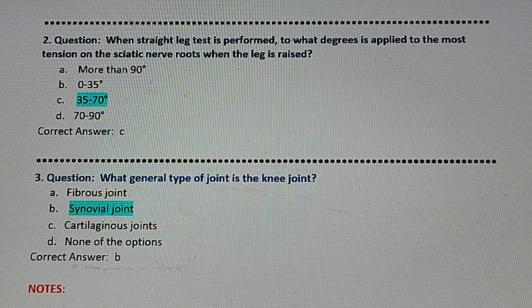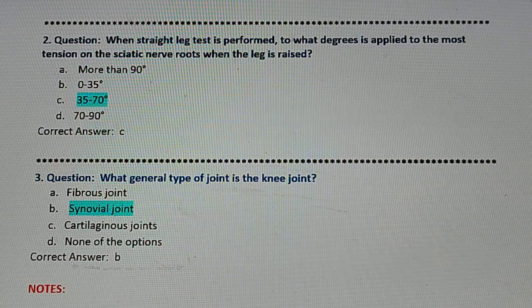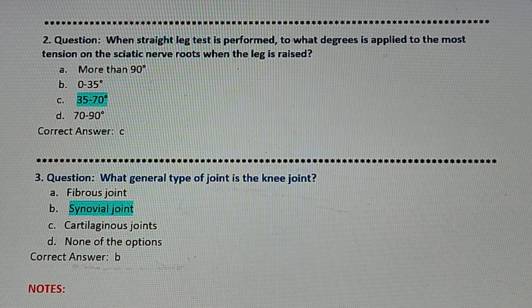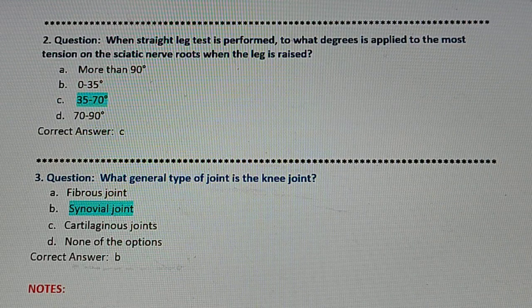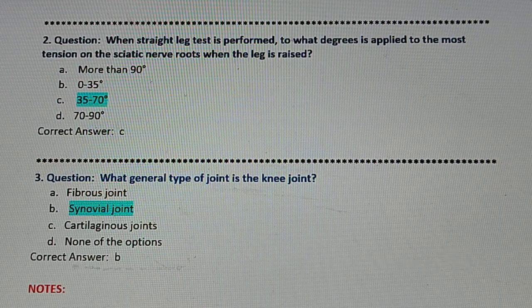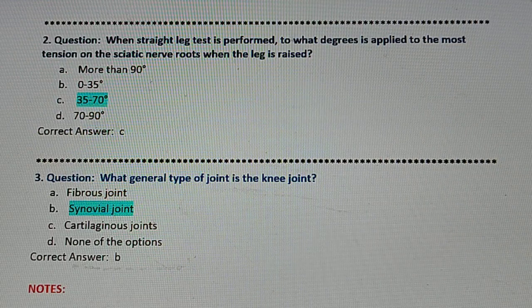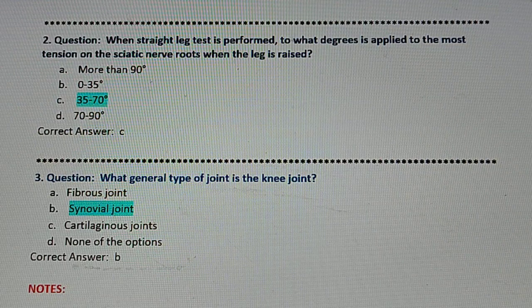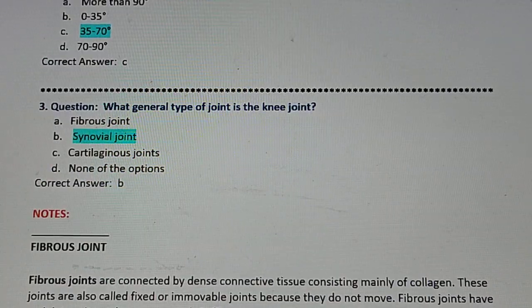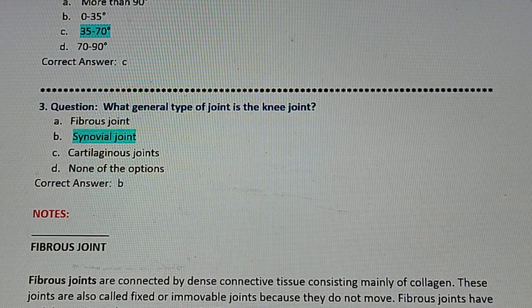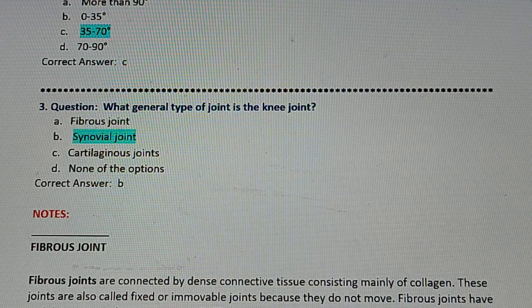Okay, the next question, number 3, what general type of joint is the knee joint? Okay, so we have a list of answers here. Letter A, fibrous joint. B, synovial joint. C, cartilaginous joints, and D, none of the options. So the correct answer here is letter B, synovial joint.